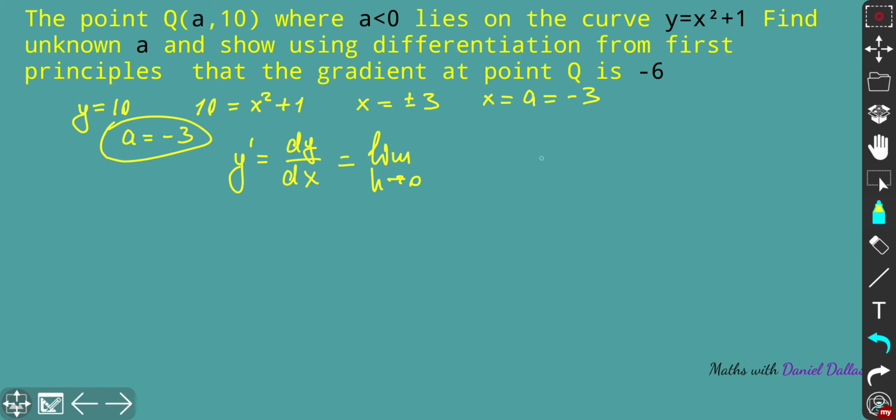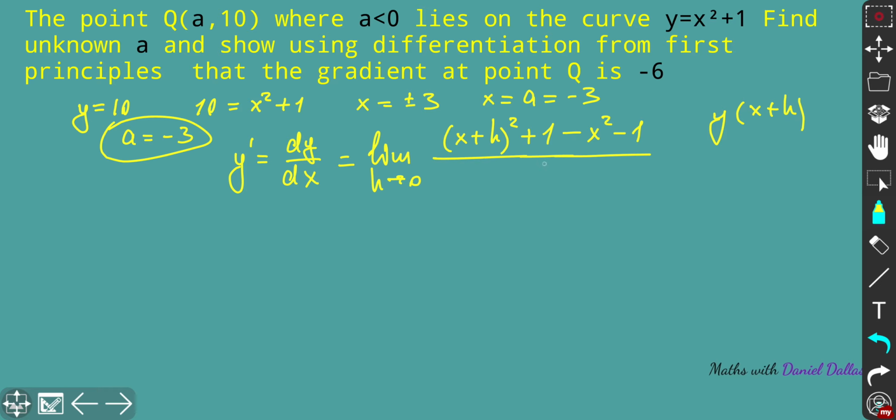h is a very small, tiny horizontal step for x, and we make the difference. So we plug in x plus h instead of the argument. So we plug in (x plus h) squared and still plus 1. This is the function y of x plus h. And make sure you subtract y of x, which is x squared plus 1. So we subtract x squared and we subtract 1, okay?